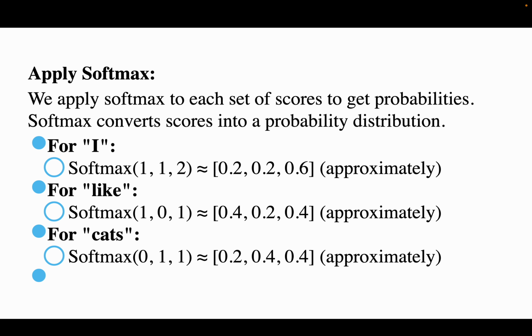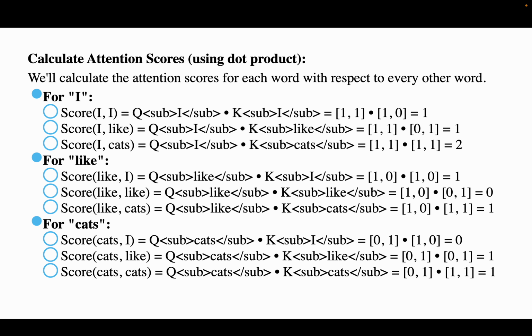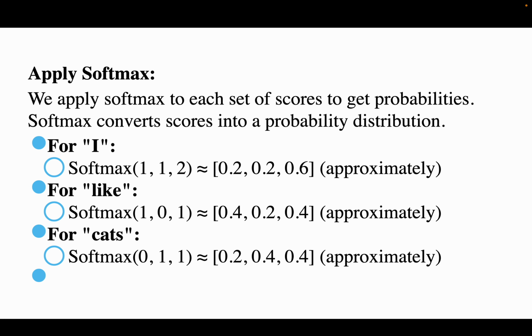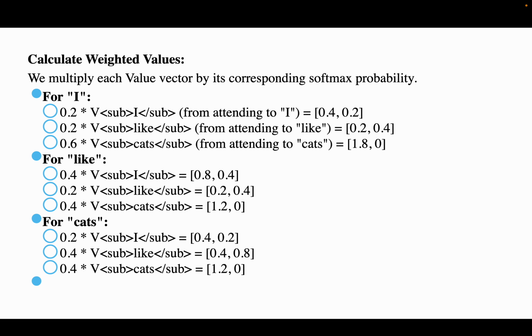Now we will perform the softmax. Why do we perform the softmax? Because see, 112, 101, 011, we want everything to be in the range of probability 0 and 1. The softmax helps us to convert the final numbers into probabilities. So for I, when we implemented the softmax, we got 0.2, 0.2, 0.6. For like, 101 gives 0.4, 0.2, 0.4, and 011 gives 0.2, 0.4, 0.4.